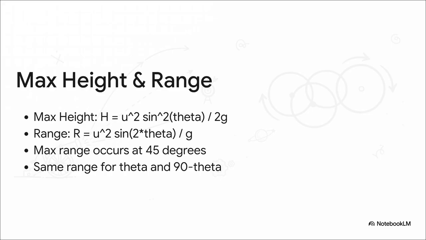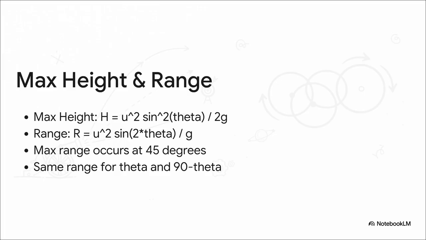Moving on to maximum height and horizontal range, it's kind of fascinating to see how the launch angles play out. The maximum height formula uses sin squared theta, while the horizontal range formula uses sin 2 theta. And since the maximum value of sine is 1, which happens at 90 degrees, your maximum distance, or range, will always occur when you launch at exactly 45 degrees.